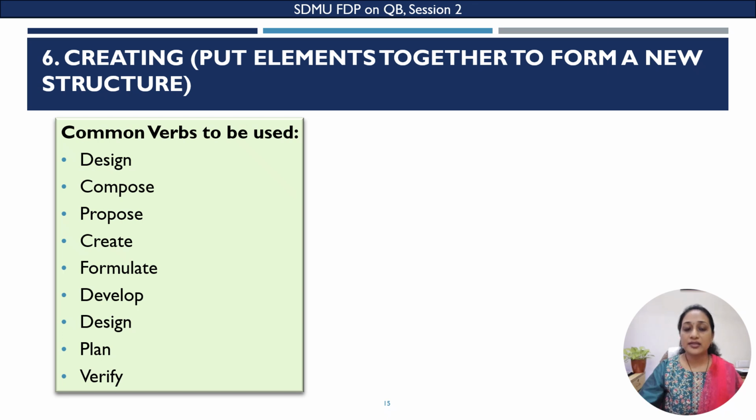Level 6 is the highest level of cognitive domain assessment. It means create, or the student is expected to put elements together to form an entirely new structure. The commonly used verbs include design, compose, propose, formulate, develop, etc. Plan can also be one of the verbs which can be effectively used while framing questions in this level.